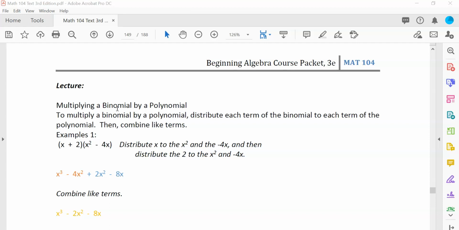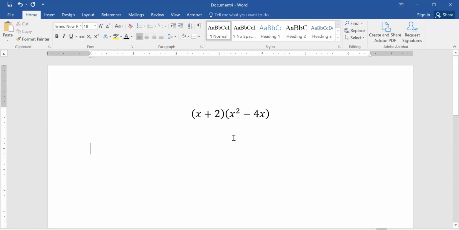Basically, that distribution rule that we dealt with a monomial times a polynomial is going to work in the same way, except since I have multiple terms on the left. Example 1 says x plus 2 times the quantity x squared minus 4x. Let me pull that one up here. Since I have two terms here on the left, term 1 is the x, term 2 is the 2, I'm going to take that x and multiply it by both terms on the right-hand polynomial. So I'm taking the x times the x squared, and then I'm also multiplying that x times the minus 4x.